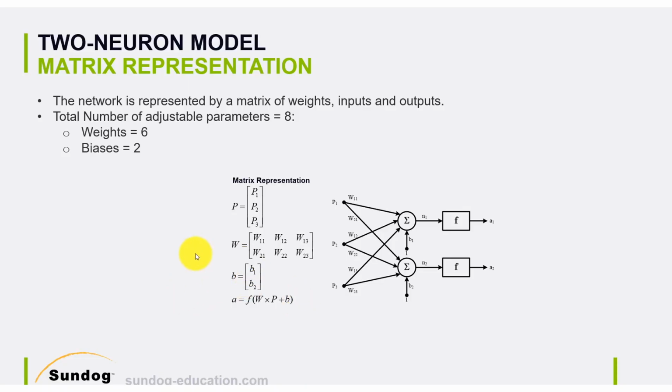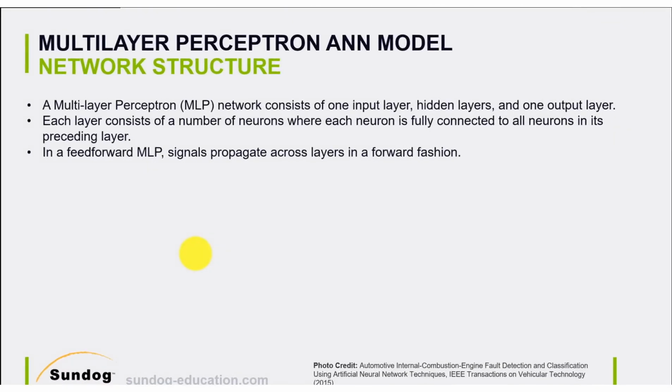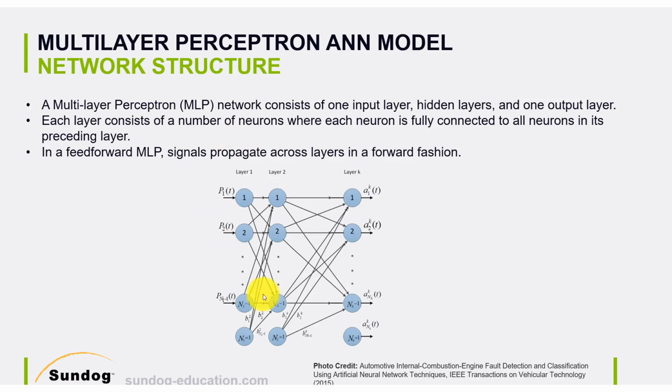All right. So now we're good. We went from 1 neuron to 2 neurons. Let's take it to the next step. Let's actually build the multi-layer perceptron network. That's pretty much what we have here.